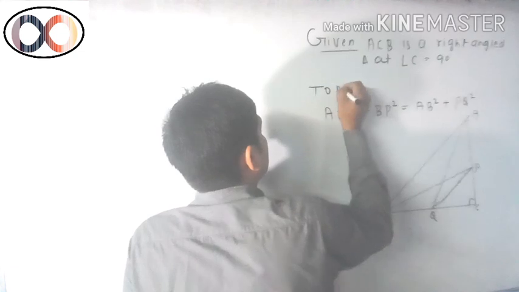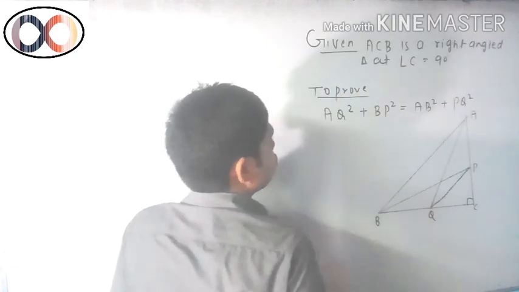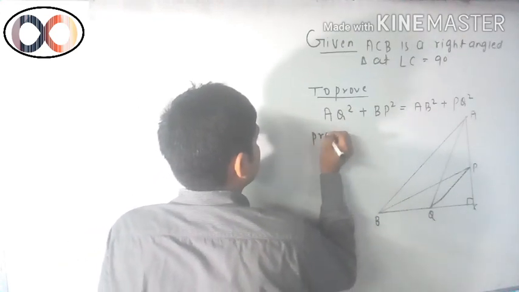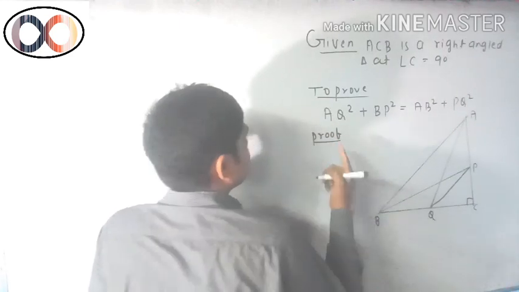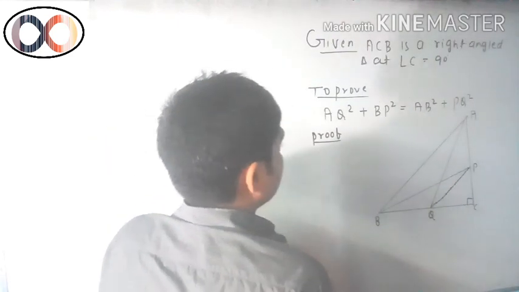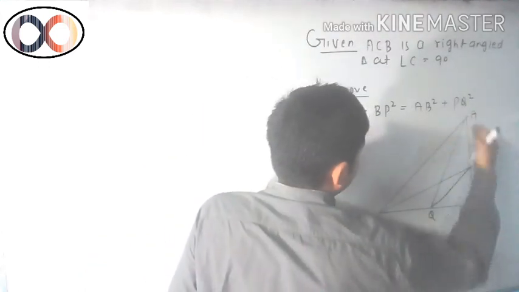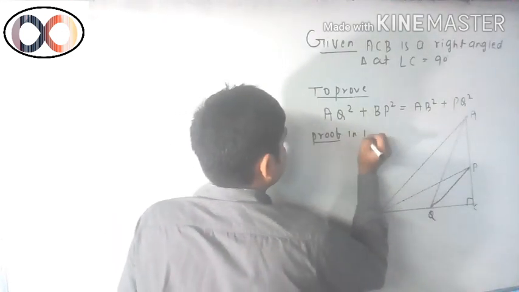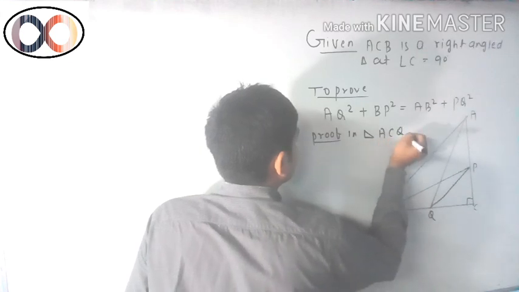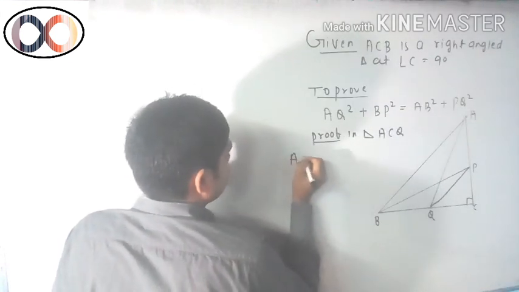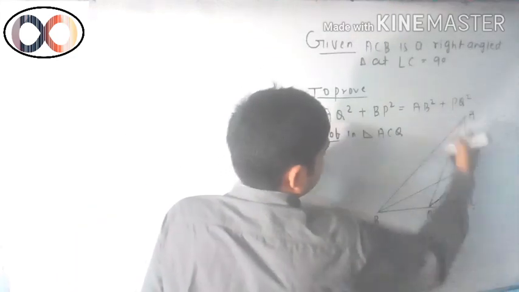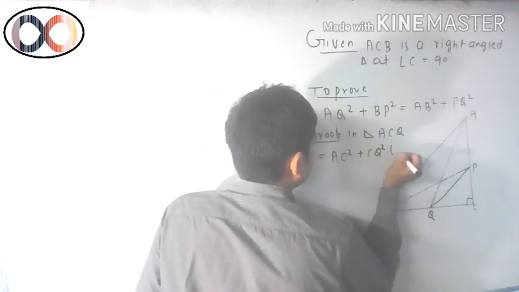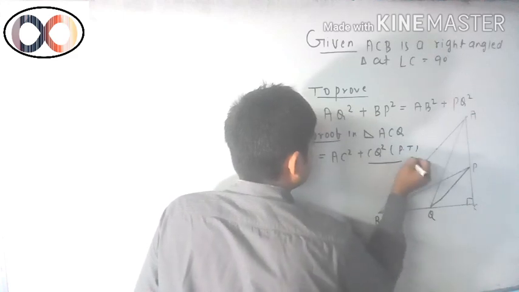To prove: AQ square plus BP square equals AB square plus PQ square. This is the proof. Now, first of all we will have to find AQ square. That's why we will take triangle ACQ. So in right angle triangle ACQ, we can write AQ square equals AC square plus CQ square. This is due to Pythagoras theorem, and this is equation number 1.